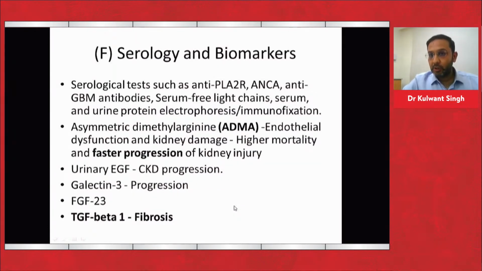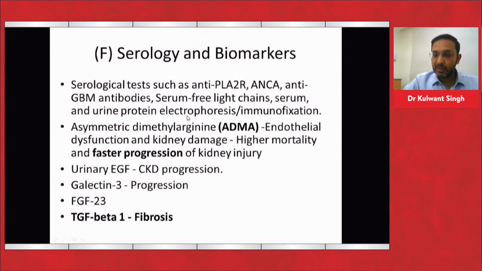There are some serology and biomarkers also which help in the diagnosis, like anti-PLA2R, which can help in the patients of membranous GN; ANCA, anti-GBM, which can help in vasculitis; serum free light chain assay and serum protein electrophoresis, which can help in the patient of plasma cell dyscrasia.